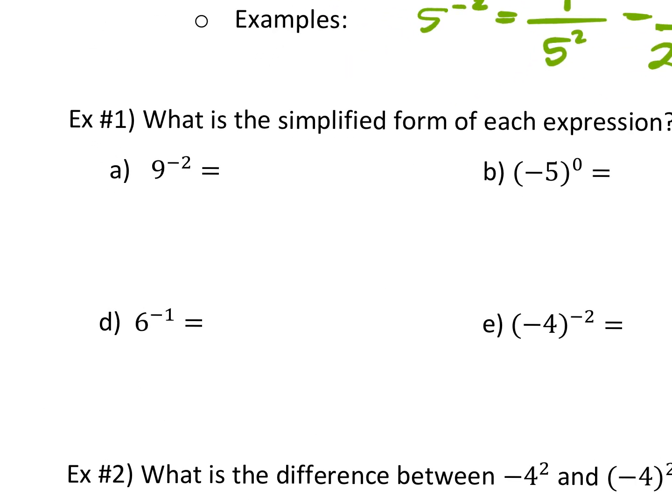9 to the negative 2nd power is what? What goes on top of my fraction? 1, right? 1 over 9 to what power? The 2nd power, right? You make the power positive when you move it down. 1 over 9 to the 2nd is 1 over what? 81. If you don't know 9 squared, you can plug 9 squared into your calculator.